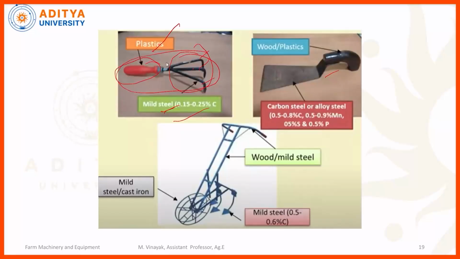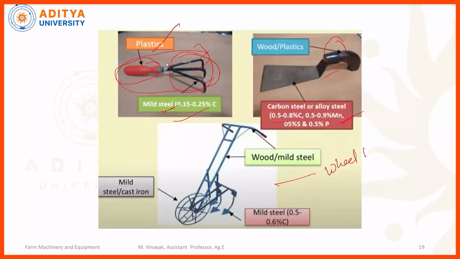This is also another scraper for removing weeds. The handle is made up of wood or plastic. Again the blade is made up of carbon steel or alloy steel. The percentage of carbon is 0.05 to 0.8, with manganese and some mixture of components.